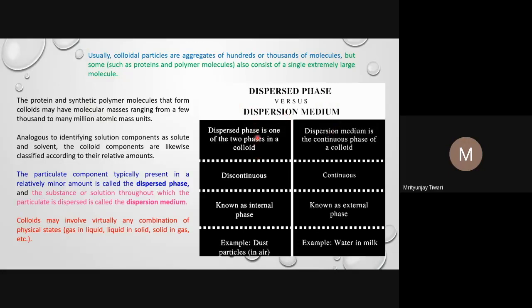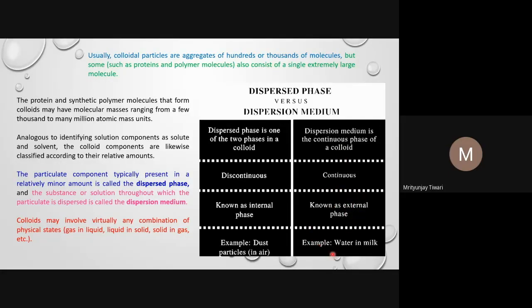Dispersed phase is analogous to solute, and dispersion medium is analogous to solvent. The dispersed phase is one of the two phases in a colloid, and the dispersion medium is also one of the two phases in the colloid. Now, the dispersed phase is discontinuous. The particles, like the solute in a solution, will be here and there, not everywhere. But the solvent is continuous in the solution. Similarly, the dispersion medium is the continuous phase of a colloid, and the dispersed phase is known as the internal phase, and the dispersion medium as the external phase.